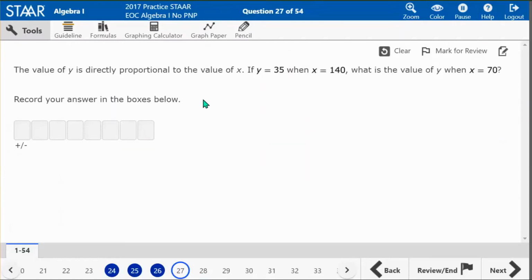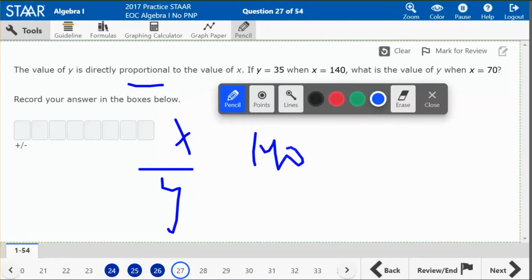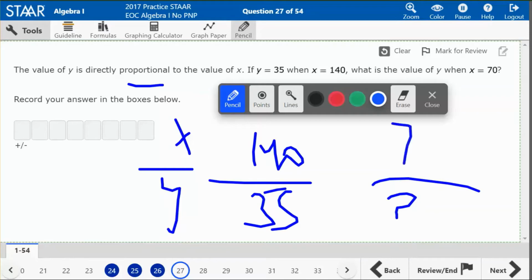The value of y is directly proportional to the value of x. If y equals 35 when x equals 140, what is the value of y when x equals 70? So this is proportions. This is like 7th grade math right here. So x over y, right? This is like cross multiplication stuff. So we can put x over y, okay? So x is 140, y is 35. Then if y is a mystery, x is 70.